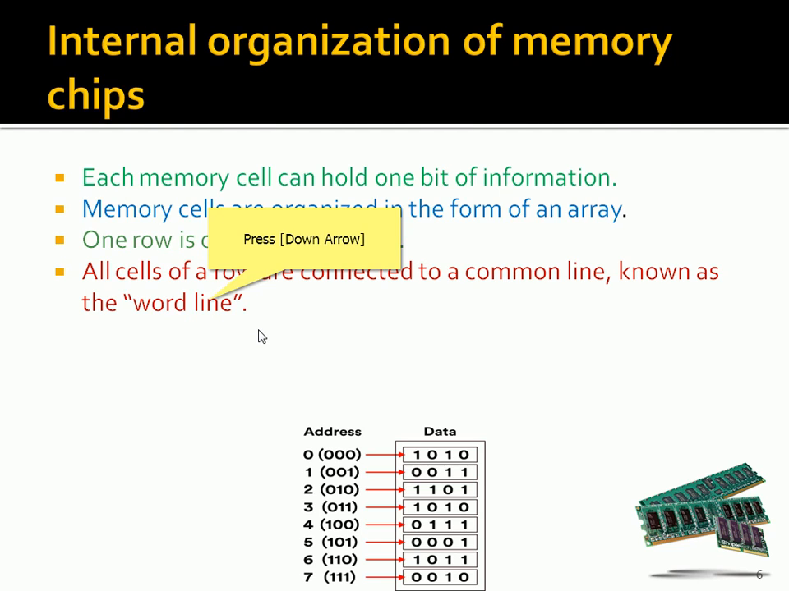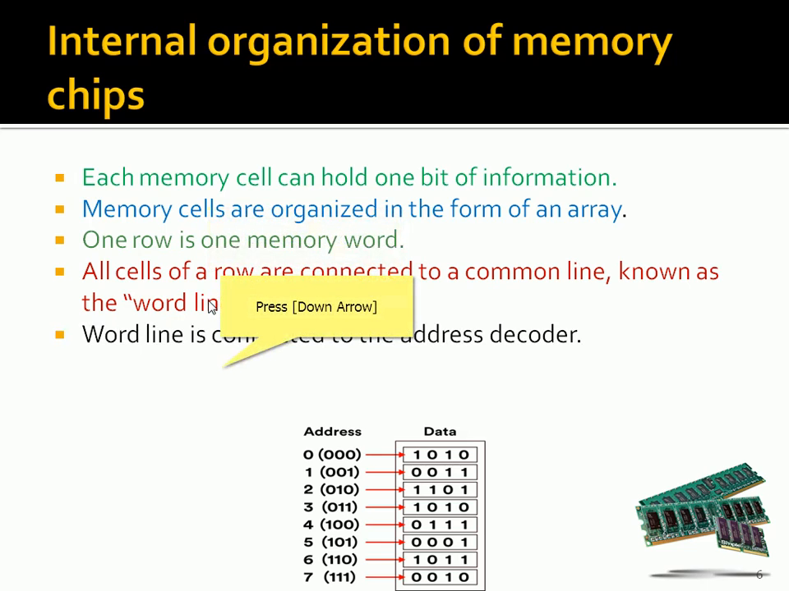So cells in a row are connected to a common line called the word line, and columns are connected to the bit line. The word line is connected to the address decoder. To uniquely identify the rows, we need a 3-bit address, so a 3-bit address will be fed into the decoder.